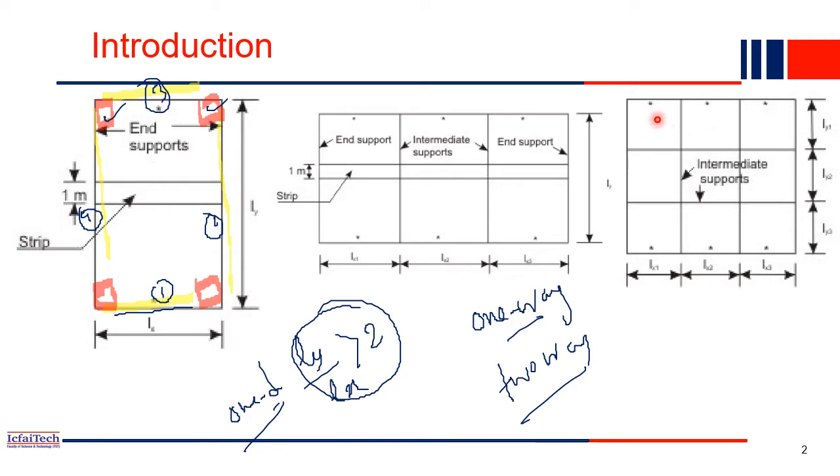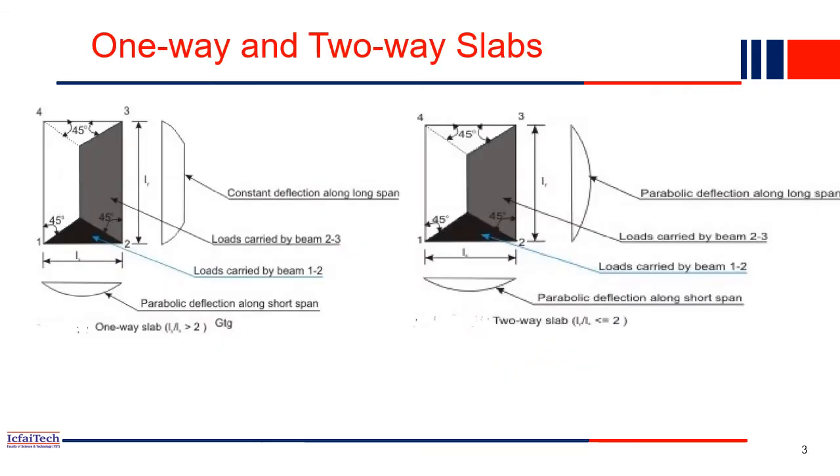Whereas if you see here, each panel, this is one slab, this is another slab, right? And if you see, both the dimensions are almost equal. Lx and Ly are both almost equal. So in that case, if Ly by Lx is less than 2, then we call it a two-way slab. Greater than 2 means it is one way, and less than 2 means it is a two-way slab. Now here in detail, both types are discussed, one-way and two-way slab.